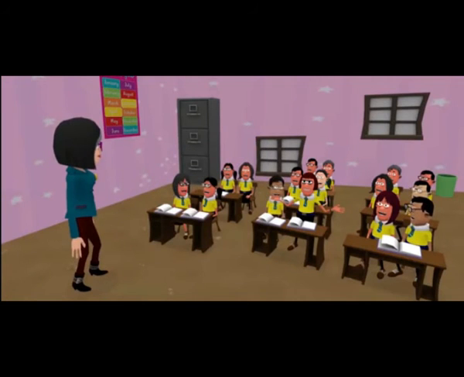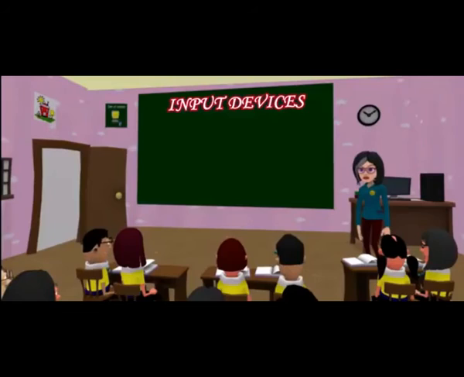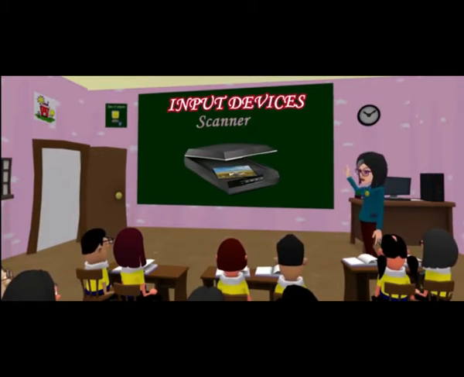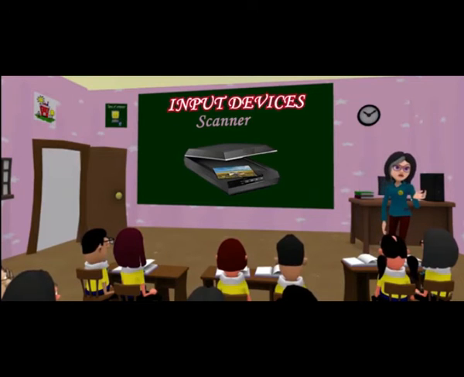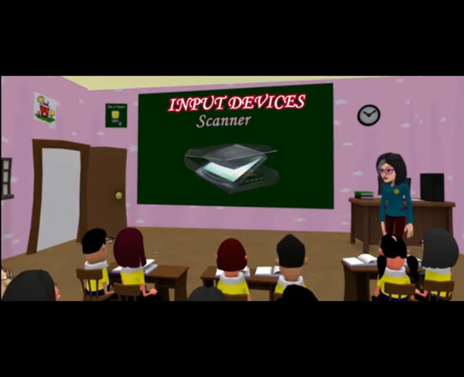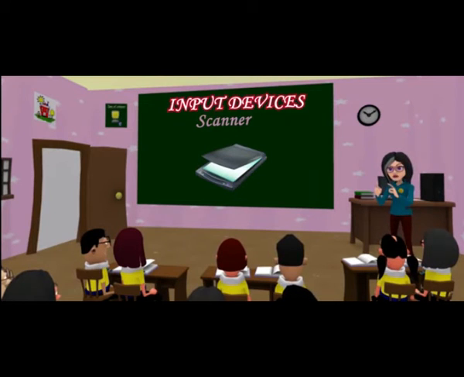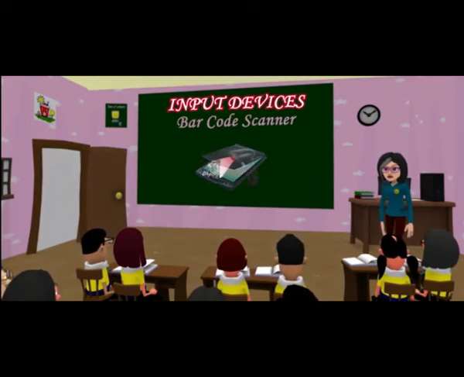Ma'am, do we have only 2 input devices? No, we have other input devices also. Let's see. Scanner. It is an input device that scans documents and pictures and transfer it to the computer. Children, I hope all of you have seen photocopy machine. As photocopy machine creates copy of the document, scanner creates the electronic copy of the document that can be viewed on the computer. Right?